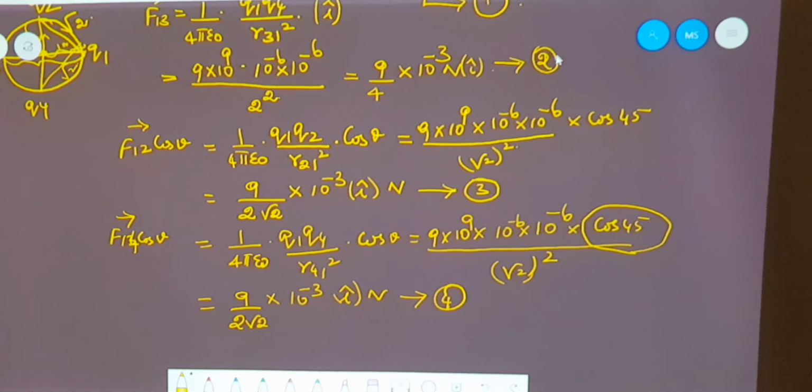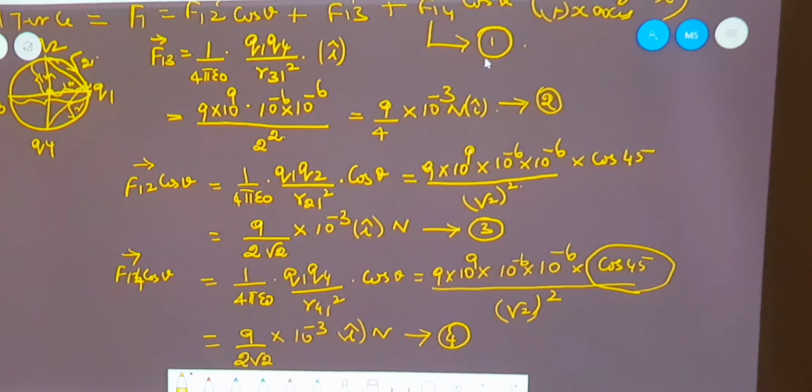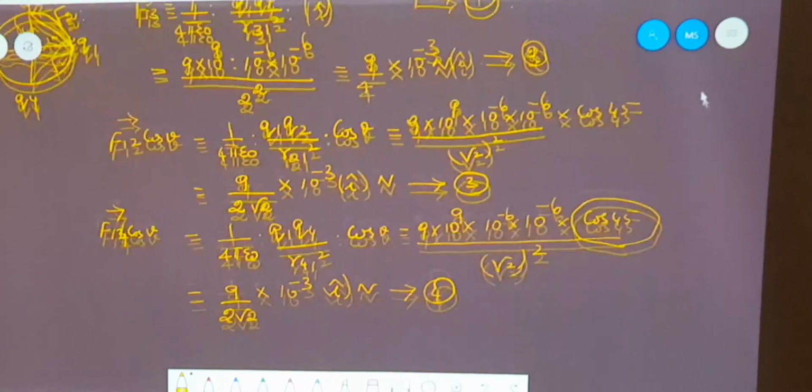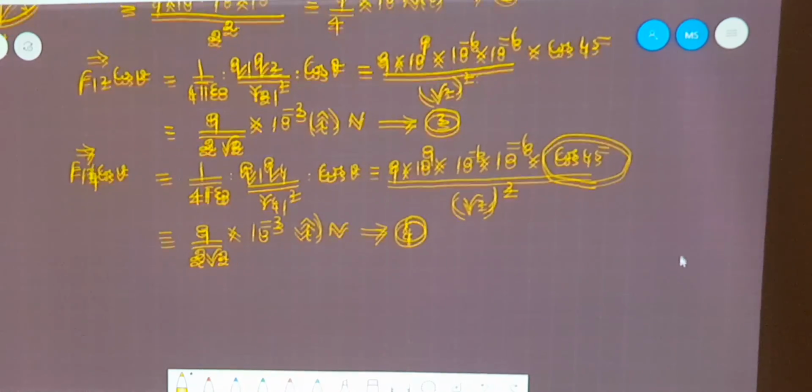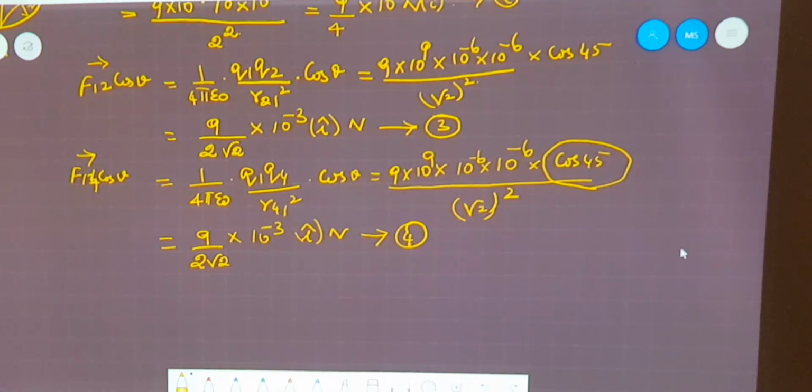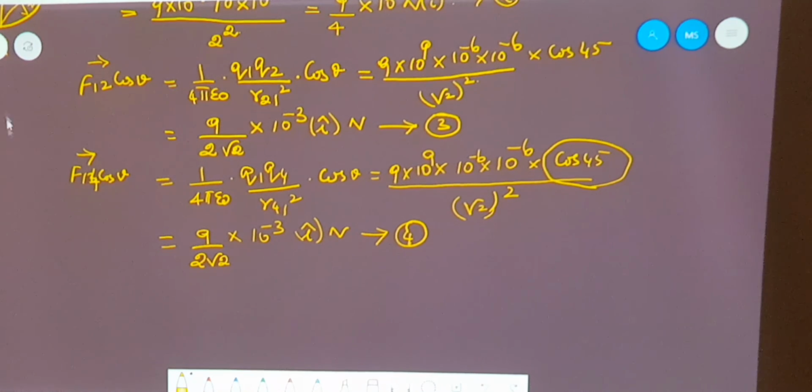So, take equations 2, 3 and 4 and substitute in what? Substitute in 1. You consider the value of 2, value of 3, value of 4 in equation 1. So, the next point, I am writing it here. Substituting the values of 2, 3 and 4 in 1, we get the net force on Q1.